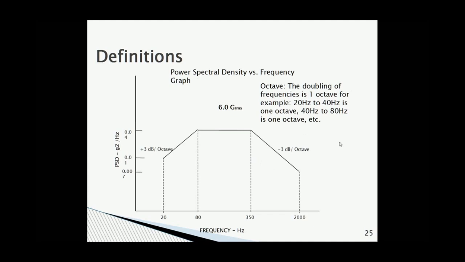Okay, let's go ahead and move on. Oh yeah, and one more thing. Here, your vertical axis is described in power spectral density, which we expressed earlier is the unit of measurement used for random vibration testing. And here you have your horizontal axis, which is in frequency.